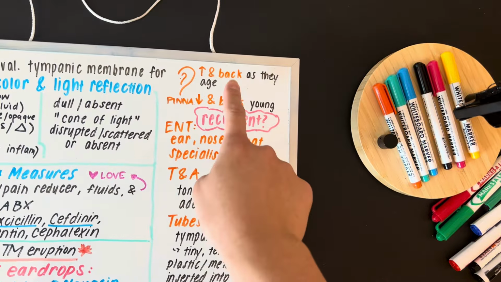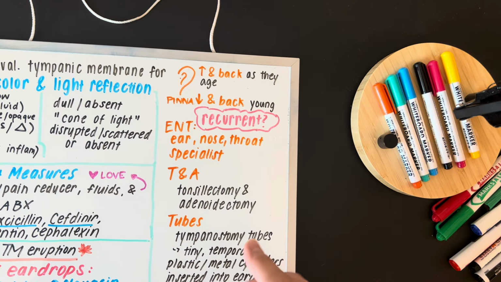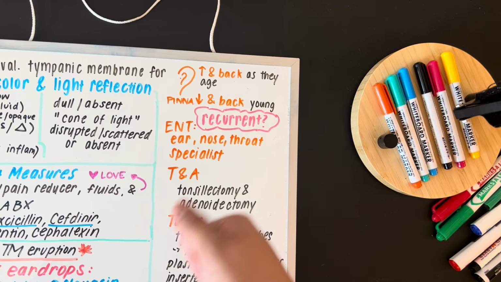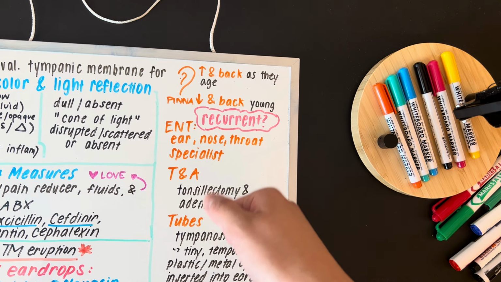And for assessing, so I think of up as they age, up and back, and then when they're younger, down and back.